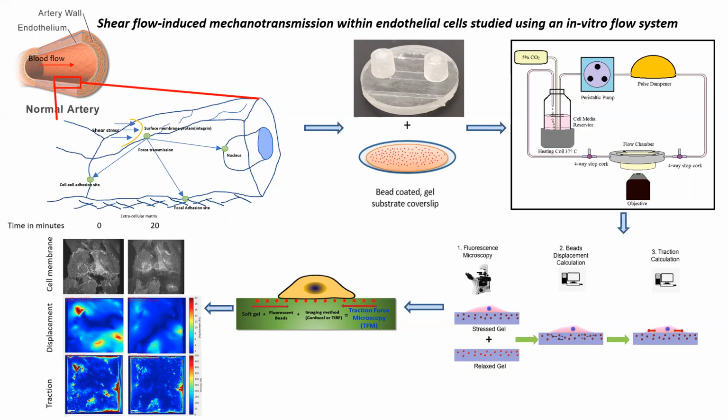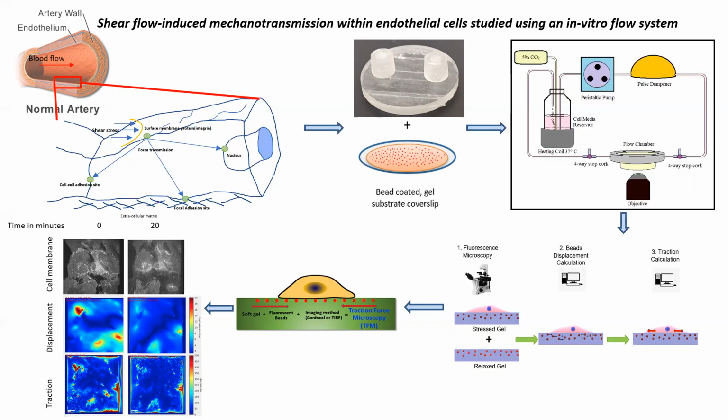I image the cells and the beads on the gel during the flow and image the beads again after the experiment to record the relaxed state of the gel. Using the software developed in the lab, we analyze the images for the distribution of displacement and traction forces. The current result is one from many sets of experiments, which shows the membrane of the cell and how the force is transmitted on the soft gel substrate over time after the flow.